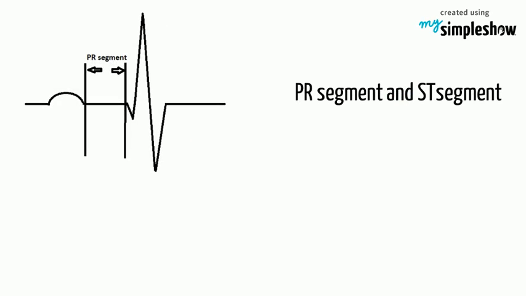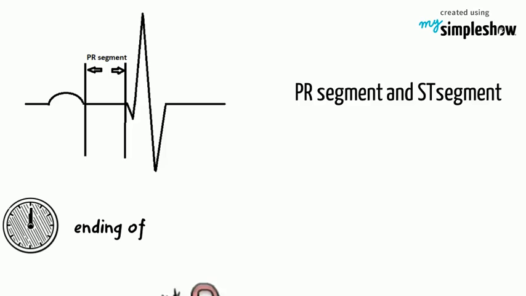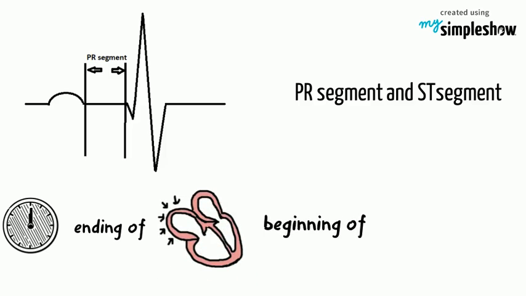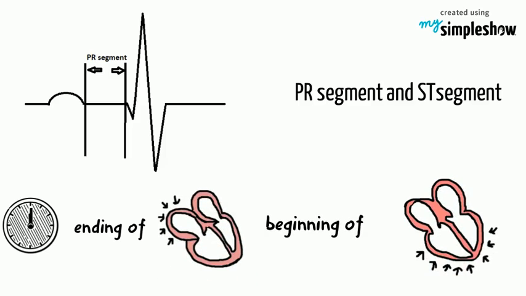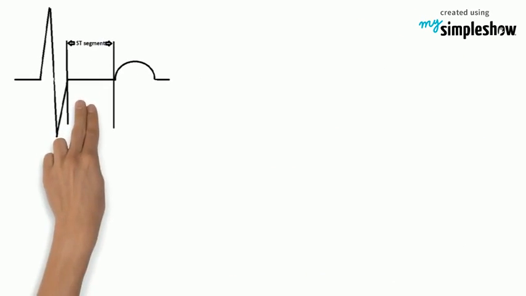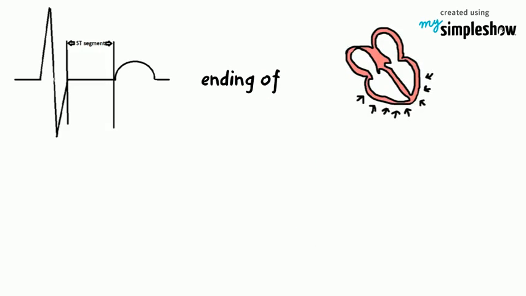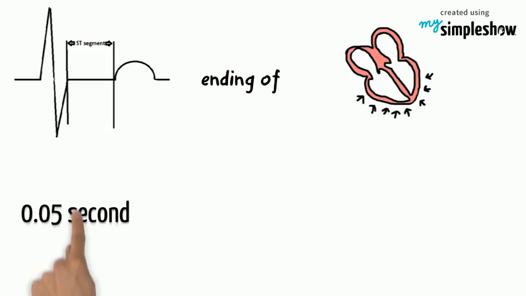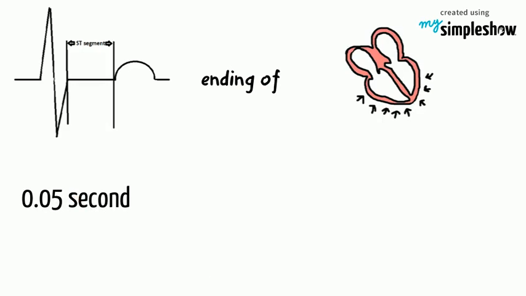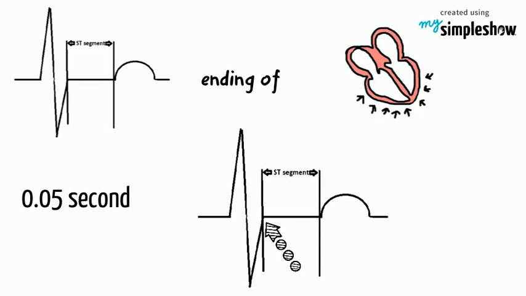Segments in the ECG are PR and ST. The PR segment denotes the time interval between the ending of the atrial depolarization and the beginning of the ventricular depolarization. The ST segment indicates the ending of the depolarization of the ventricle. The average duration is 0.05 seconds. The J point is the point at which the S wave ends and the ST segment begins.